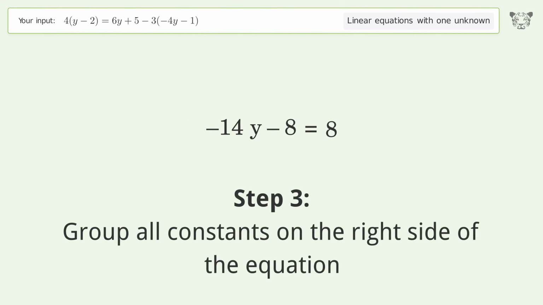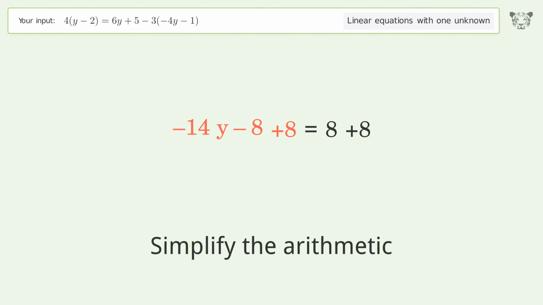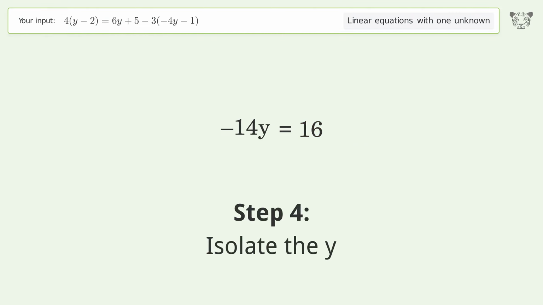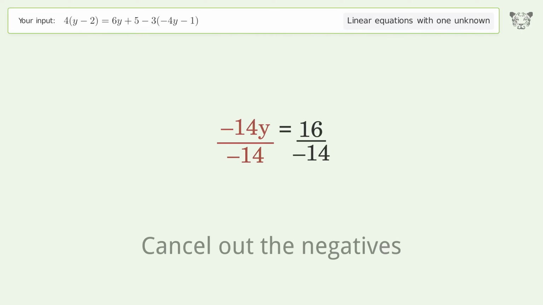Group all constants on the right side of the equation. Add 8 to both sides. Simplify the arithmetic. Isolate the y. Divide both sides by -14. Cancel out the negatives.